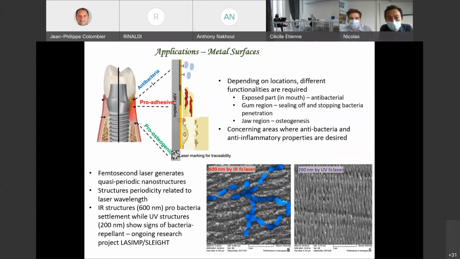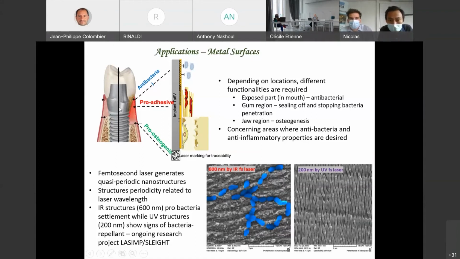We may want to have different surface functionalities or different surface laser patterning results. If we look on the top at the interface of the tooth and the gum tissue, we would like to have some sort of antibacterial properties so that bacteria are not going to accumulate, not going to proliferate inside the mouth, close to the tissue.